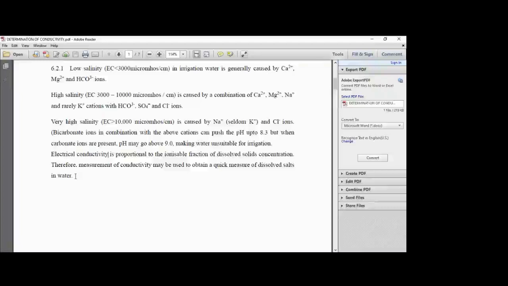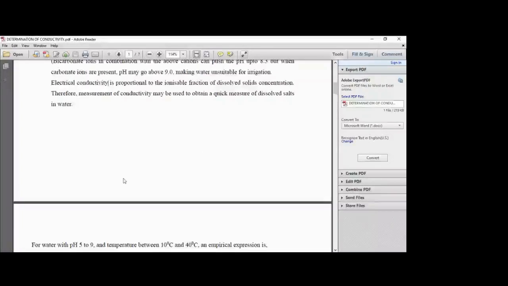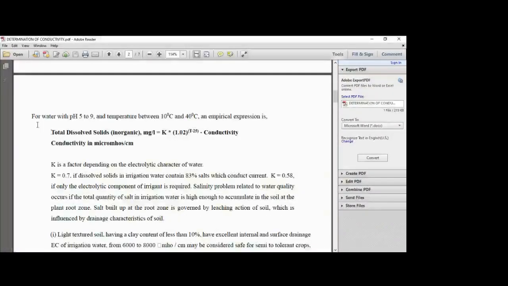So we get confused, right? Electrical conductivity is given, and how can the electrical conductivity value be used for doing something else? We say that the electrical conductivity value will help us decide the salinity or the crop that we can take, but we forget that the electrical conductivity value can be used for finding out the total dissolved solids concentration as well.